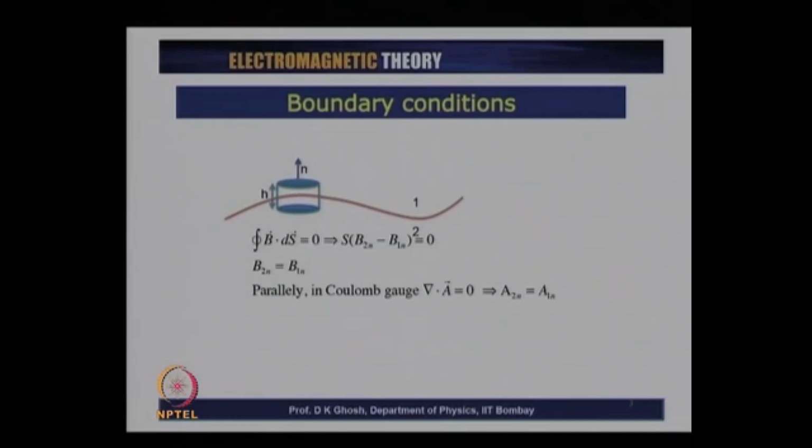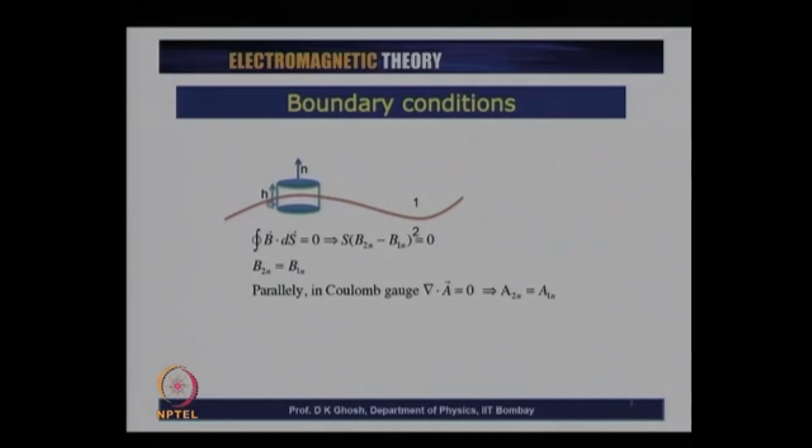So, here for example, I have two media called 1 and 2, and first what I will do is to find out how the components of the magnetic field compare at the interface between the two media. For that, what we do is to look at Gauss's law, which tells me integral B dot dS is equal to 0.